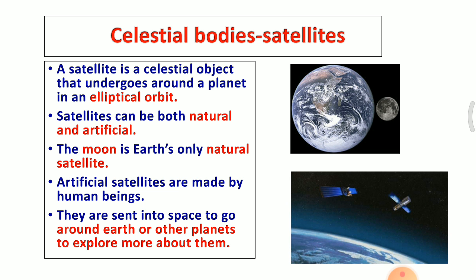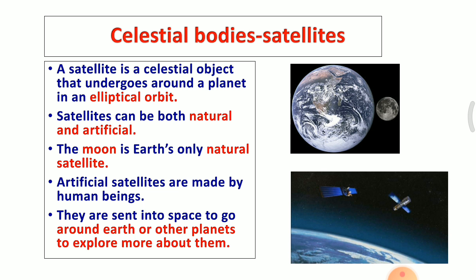You know that the satellite is also a celestial object. Why? Because it is also present in space. What other things are present in space? They are called celestial objects. So the satellite is also present in space, so it is called a celestial object.